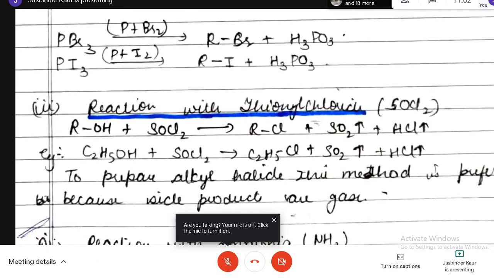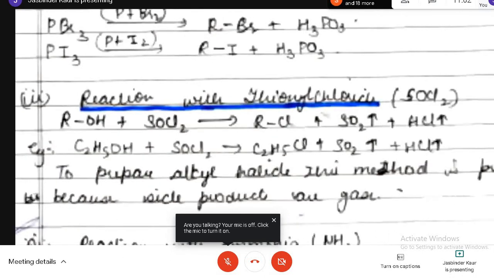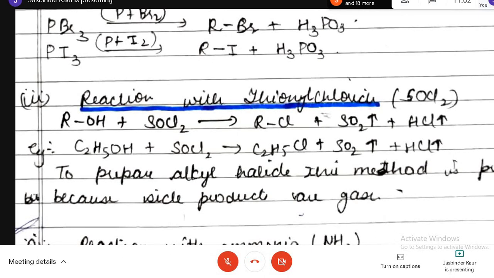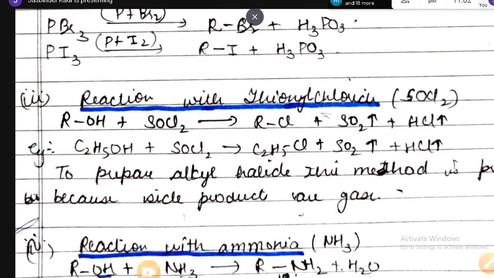In this, alcohol reacts with SOCl2 and OH is again replaced with halogen, that is Cl, plus SO2 plus HCl is formed. And in this reaction, we get side products as gases. So this reaction is preferred as compared to earlier ones, that is, reaction with halogen acids or reaction with phosphorus halides. In this, side products are gases. So these haloalkanes are more easily, conveniently extracted. So this method is preferred over the first two.